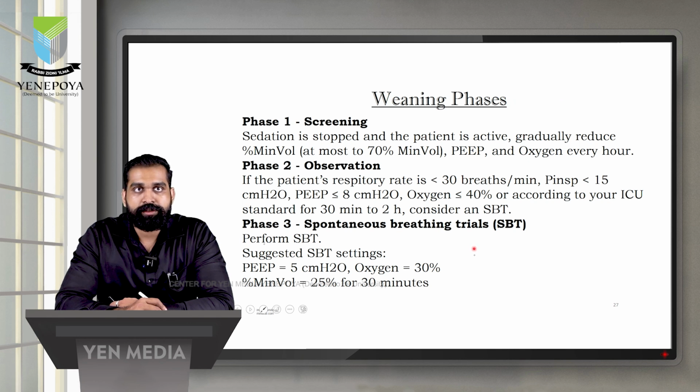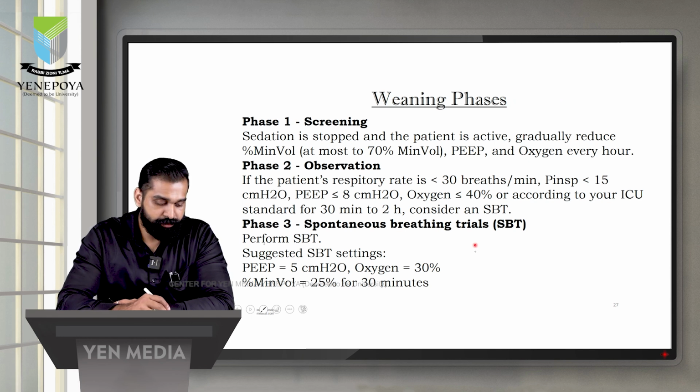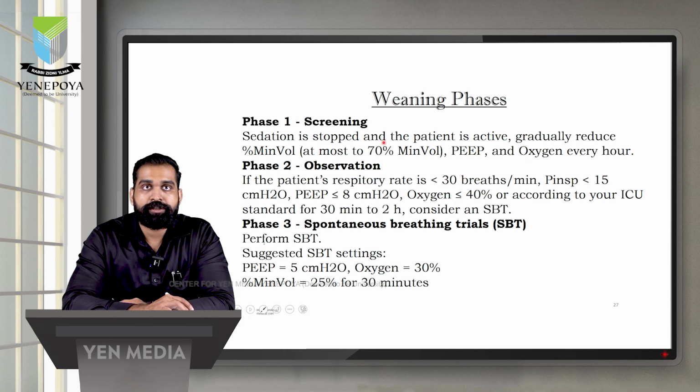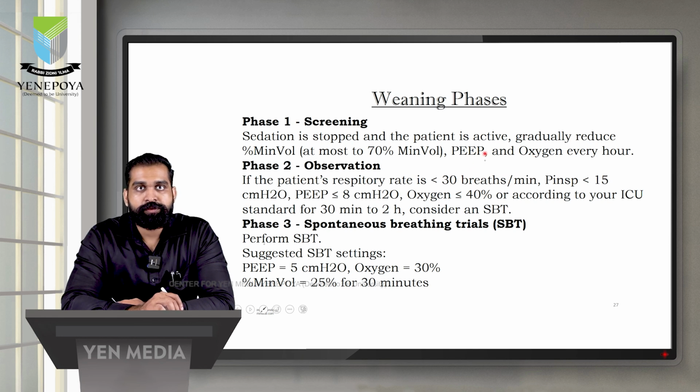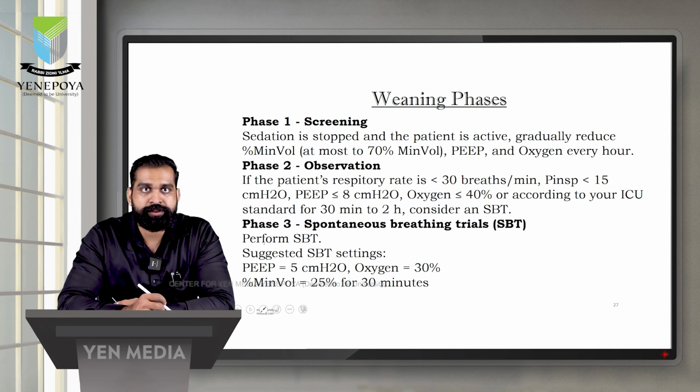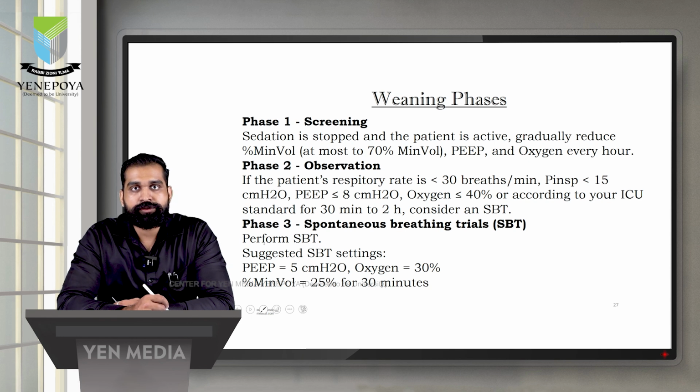Now, weaning is done in 3 separate phases. So in phase 1, the patient undergoes screening where you're slowly reducing the percent minute volume. You're going to reduce it to up to about 70%. You're also reducing the PEEP and FiO2, and you're doing this every hour. Once you reduce this to a percent minute volume support of 70%, you're going to move on to the observation phase, where the patient's respiratory rate, PEEP requirements, oxygenation requirements are going to be observed.